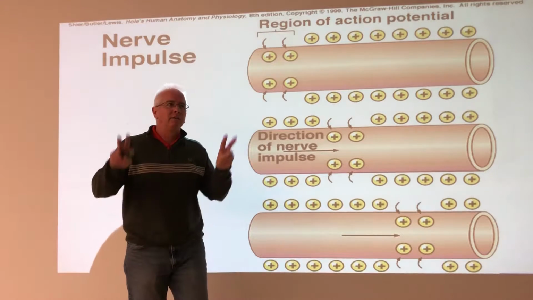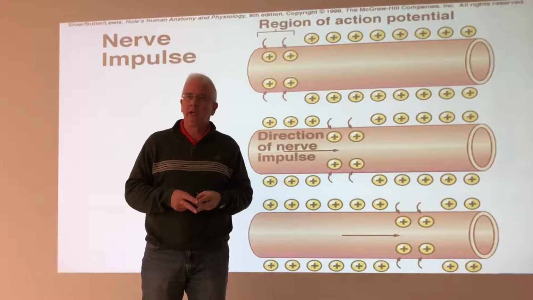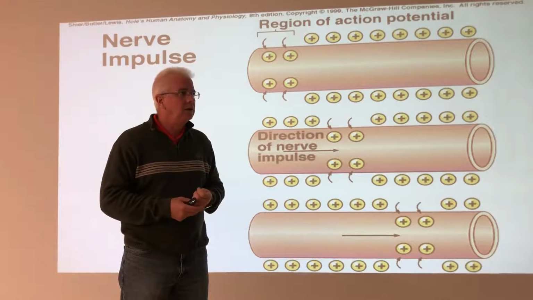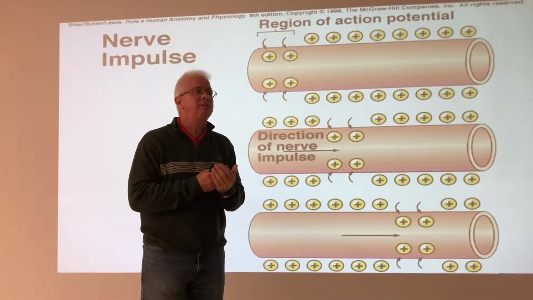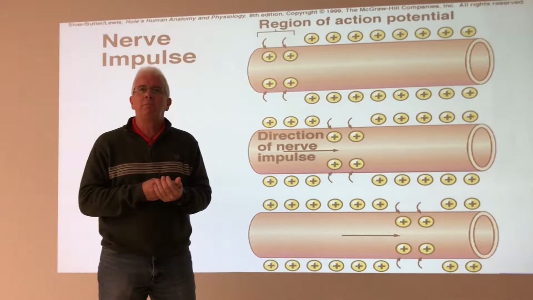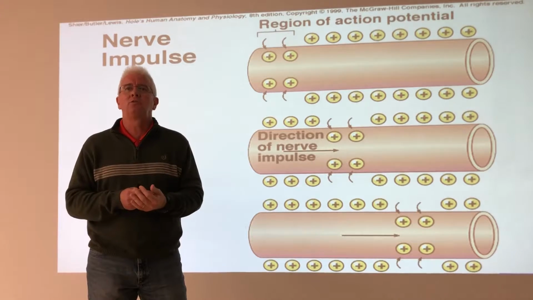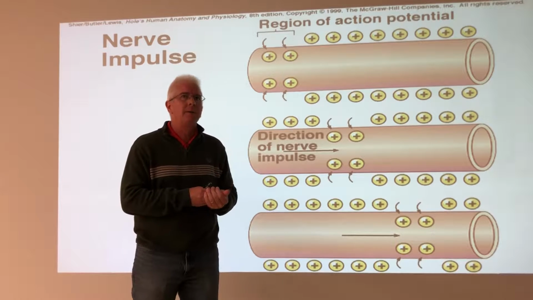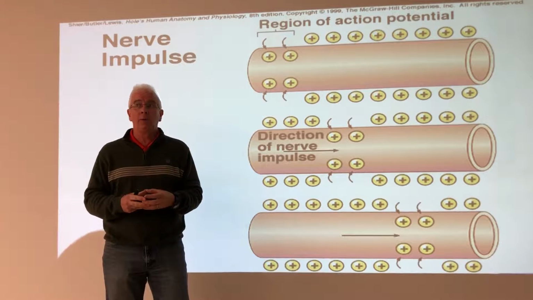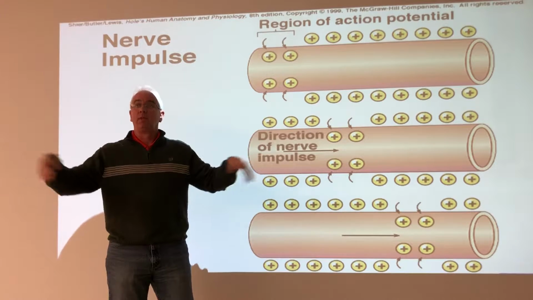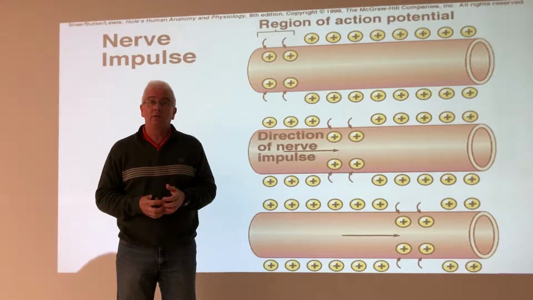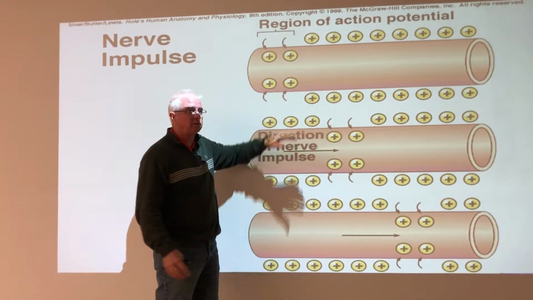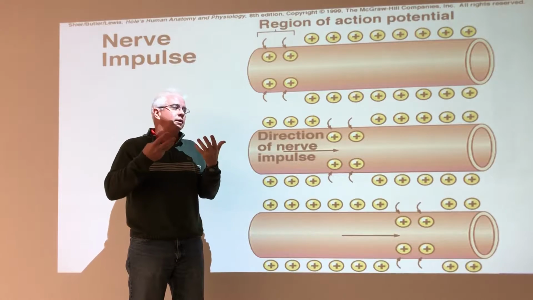And the answer is the second group of channels. We call them voltage gated. So I have done something to this cell to cause it to reach minus 55. It has reached its threshold value. And in response to that change in voltage, a group of protein channels will open that were not open before. These are the voltage-gated sodium channels. They open, and sodium comes rushing into the cell.